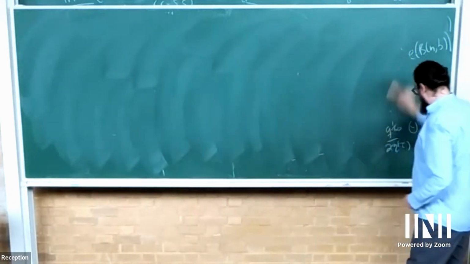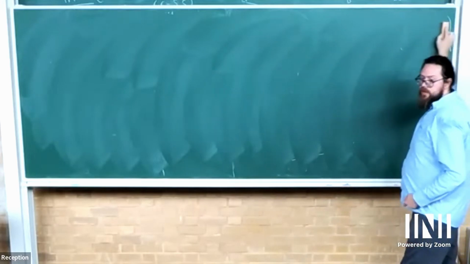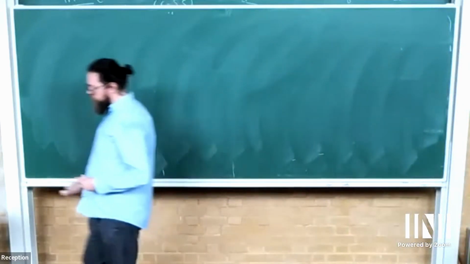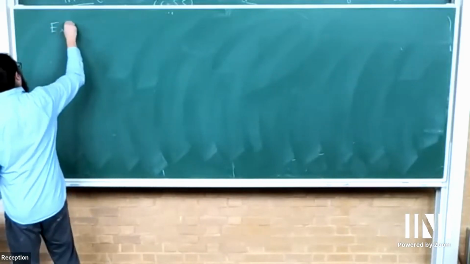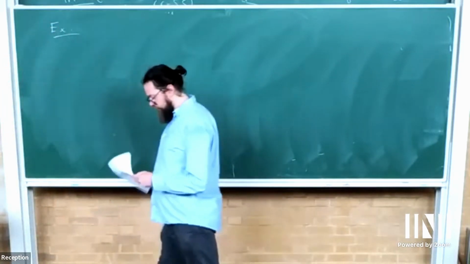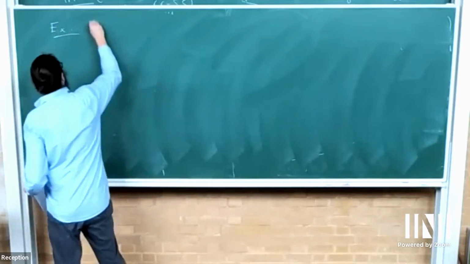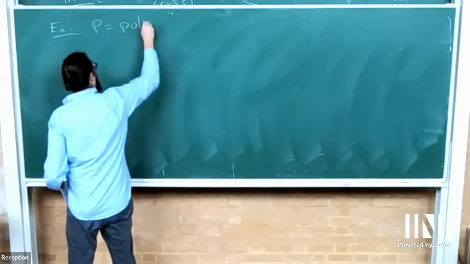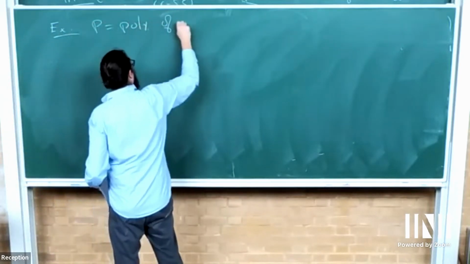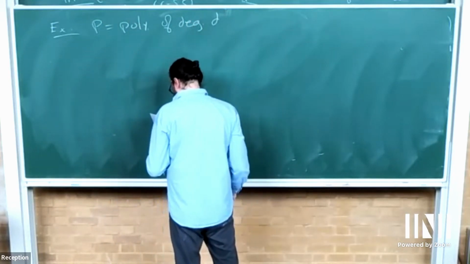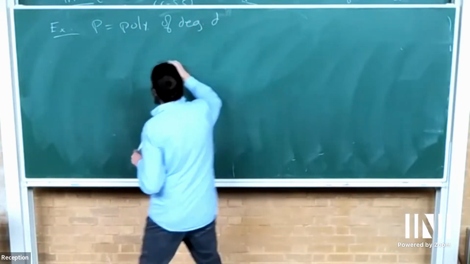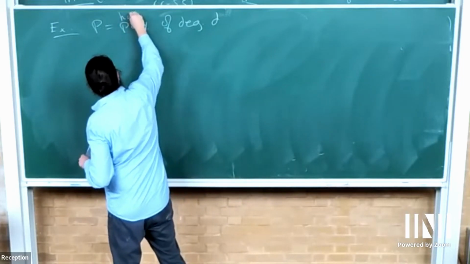Yeah, so I want to write down, that's what I want to do. Yeah. Good question. Yeah, for example, let's do the spherical polynomials. Okay. So P is a polynomial of degree D. So I want to say it's homogeneous as well.